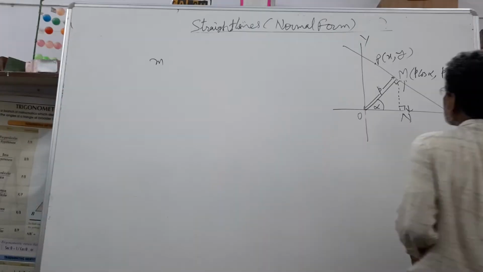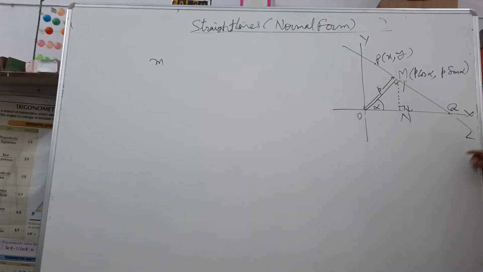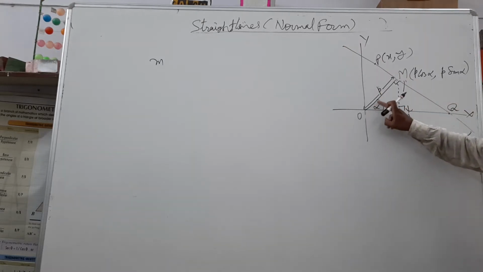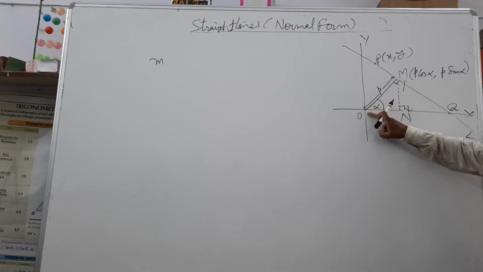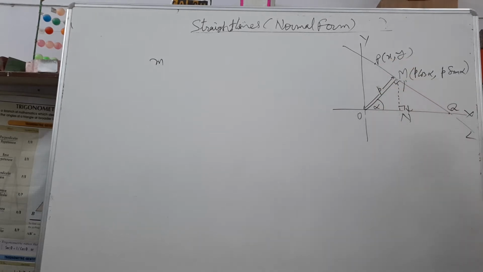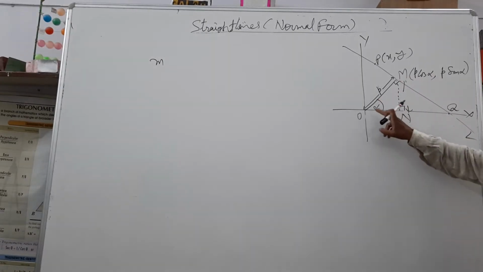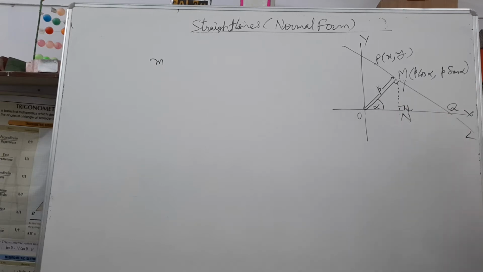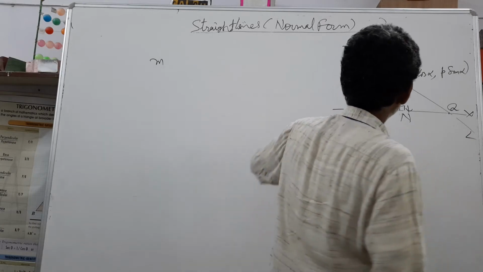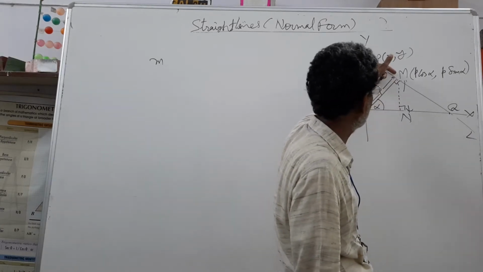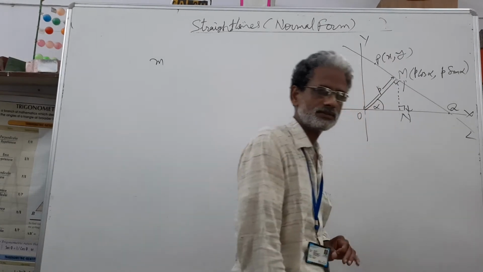This is a figure in which L is a line. OM is the perpendicular from the origin on the line L. The perpendicular OM makes angle alpha with the x-axis. Draw perpendicular MN from M on the x-axis.